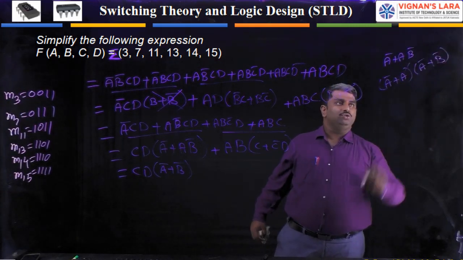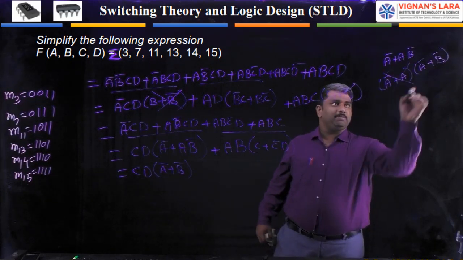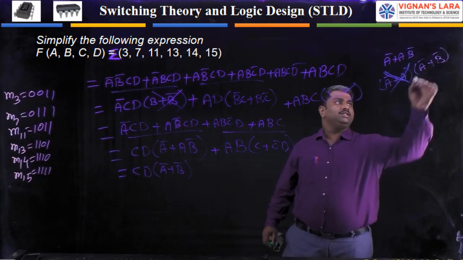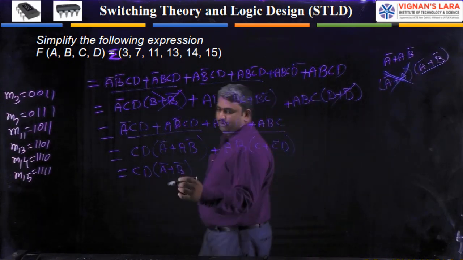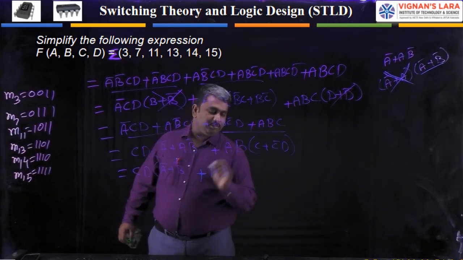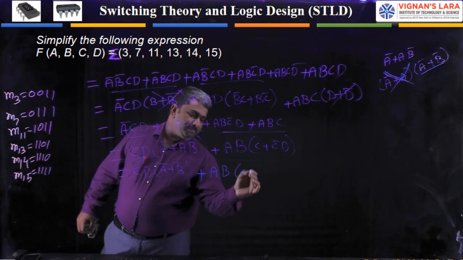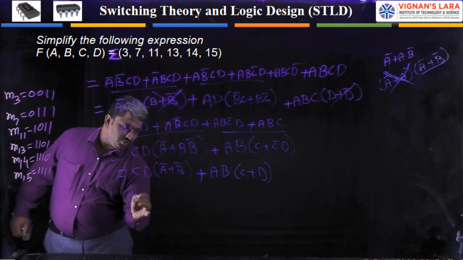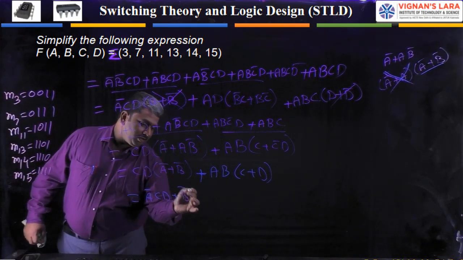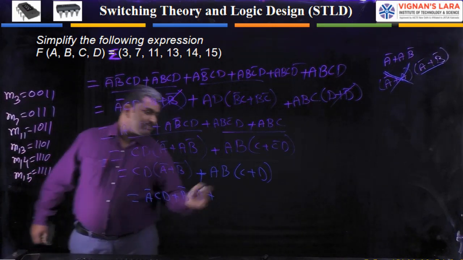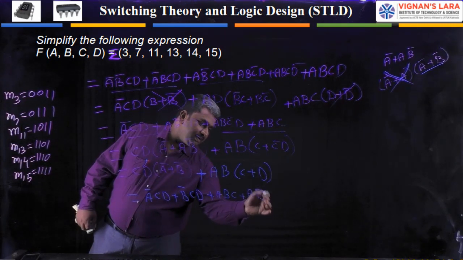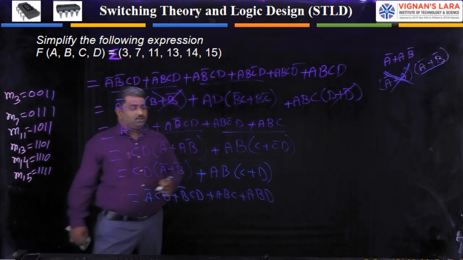A plus a bar goes to cancel. So a plus a bar cancels, and the remaining value is a bar plus b bar, that I have written here. Like that only I am applying the x plus yz formula here, and the final value is a bar cd plus b bar cd plus a b c plus a b d. So this is the function I got.